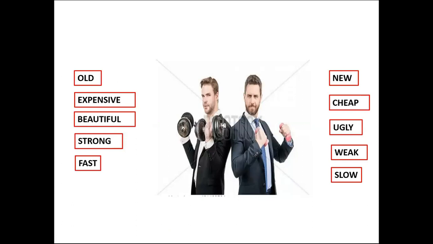Now you. This is person number 1. This is person number 2. Person number 1 is old, expensive, beautiful, strong, or fast? What is the correct answer? Strong, right? And the person number 2 is what? New, cheap, ugly, weak, or slow? Is weak, right? So this person is strong, but this person is weak.